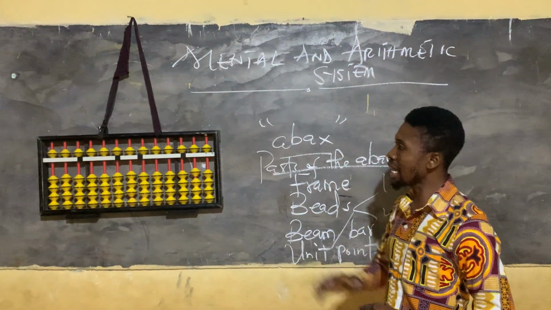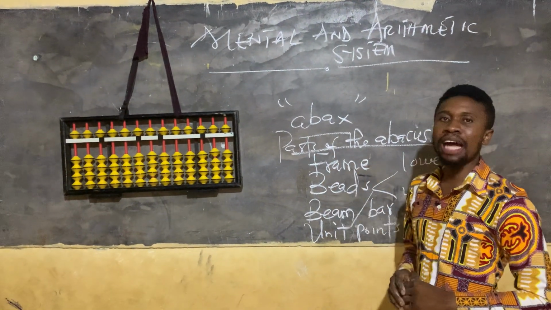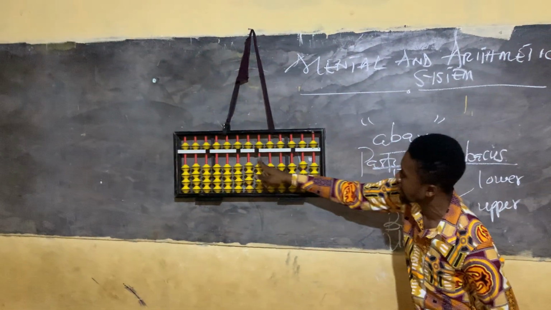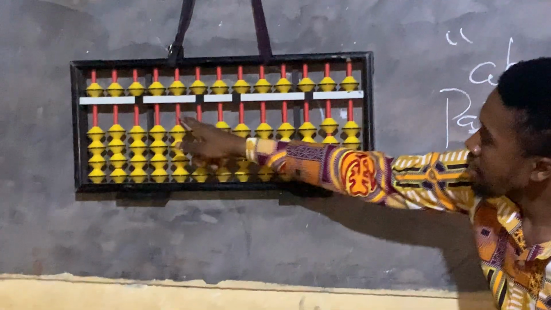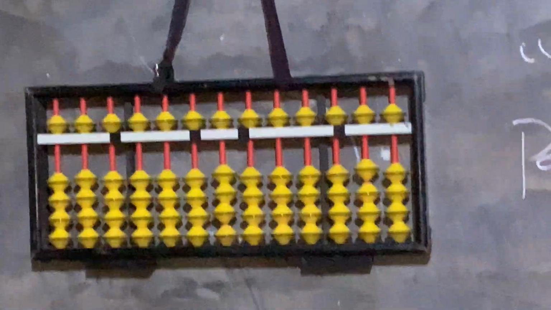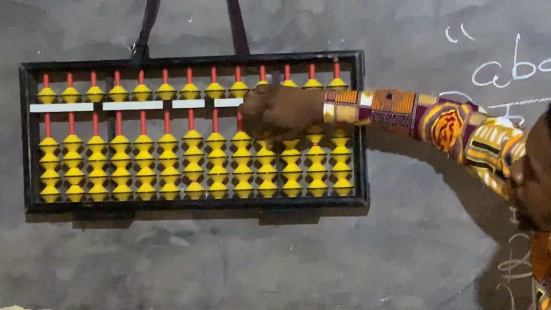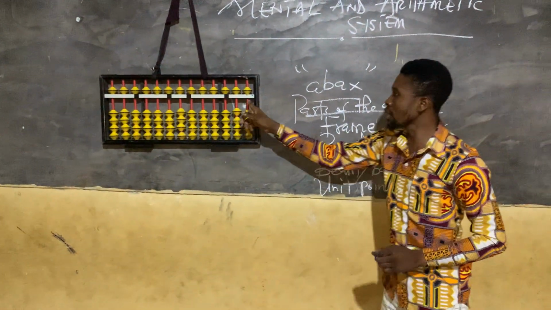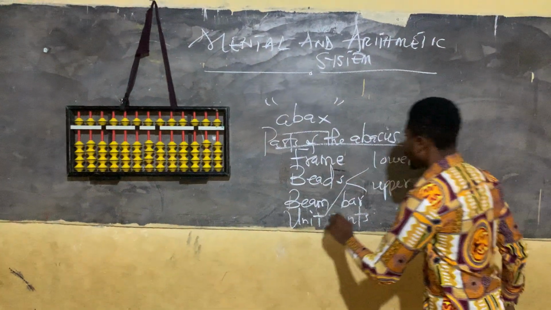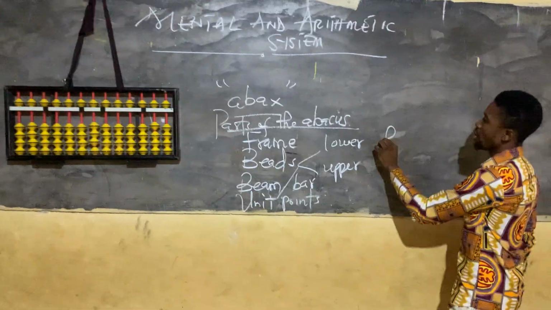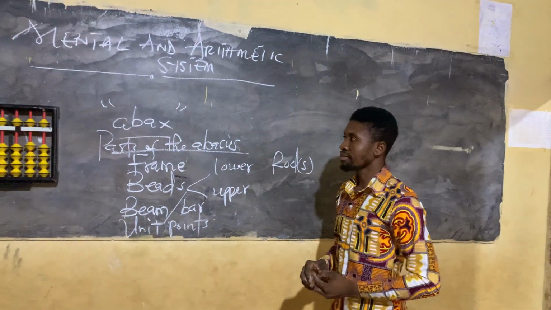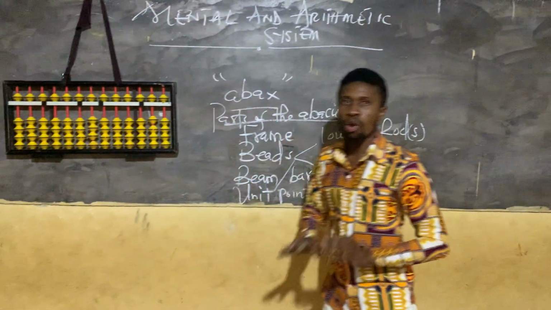All right. Now let's discuss our last part of the abacus. Now it comes to the sticks. These sticks, yes, the sticks that hold the beads in position. Good. So these sticks that hold the beads in position have a name. Those sticks are called rods. Let me write it here. Rods. Yes. Only one is called rod. But when there are many, we say rods.